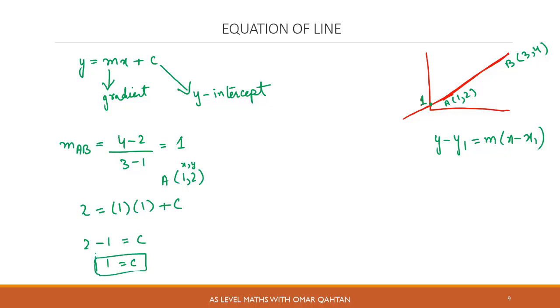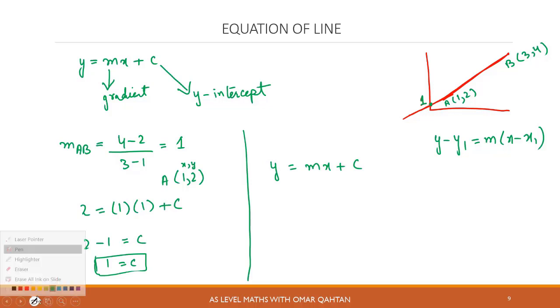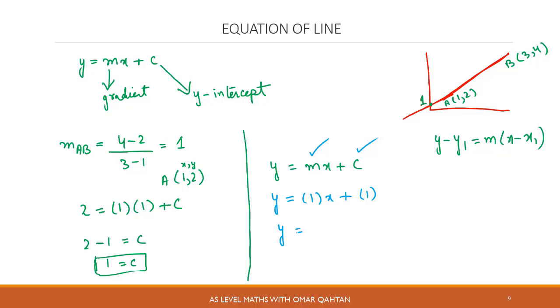Alright, so once we have found the value of c, just substitute it back into the equation y equals mx plus c. Now we know the value of c and the value of m. Just substitute them back into the equation and your equation will be ready. So m is 1, x will remain the same, and c is also 1. So we have the equation y equals x plus 1. This is the equation of this line.